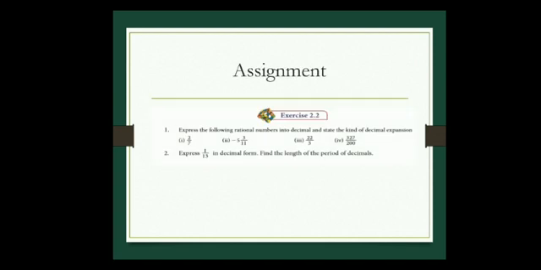I hope you understood this video. After going through this video, answer this assignment question: Exercise 2.2, first one and second one. In the first one, you have to express the rational numbers in decimal form, and write which kind of decimal expansion it is, whether terminating or non-terminating. In the second one, you have to express 1 by 13 in decimal form and find the length of the period of the decimal.